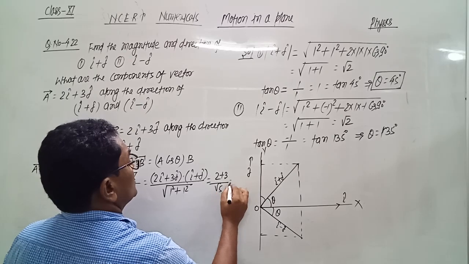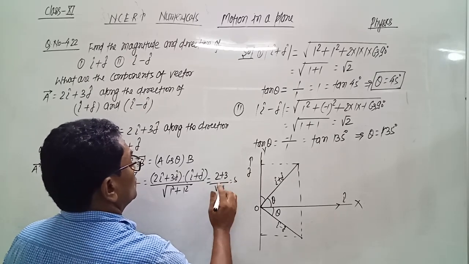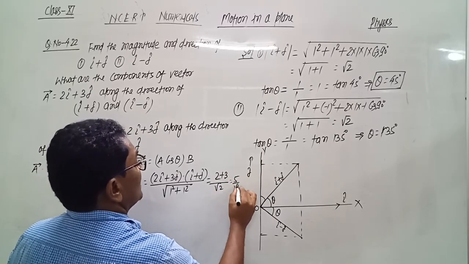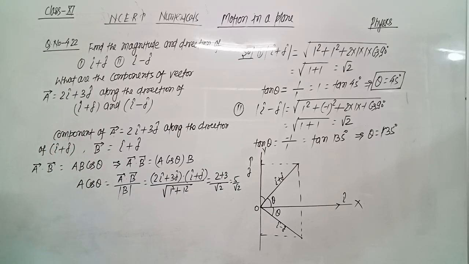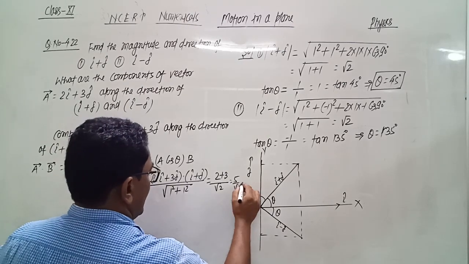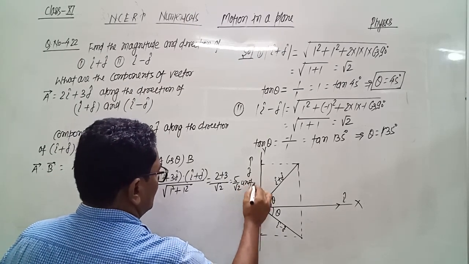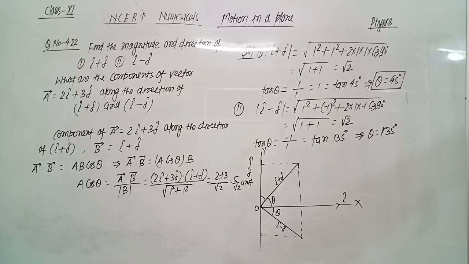root 2. So this is root 2. So 2 plus 3, 5 upon root 2. So the component of A along the direction of i cap plus j cap is 5 by root 2. And in the same way, we calculate the component of A in the direction of B.